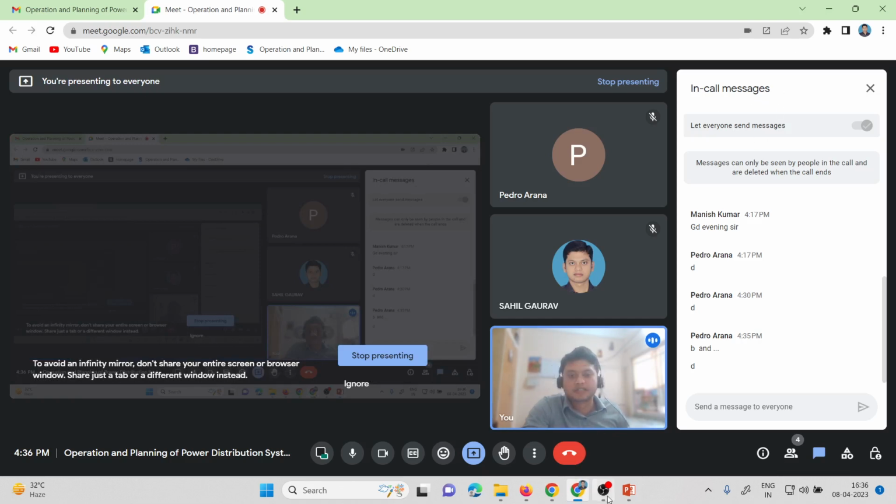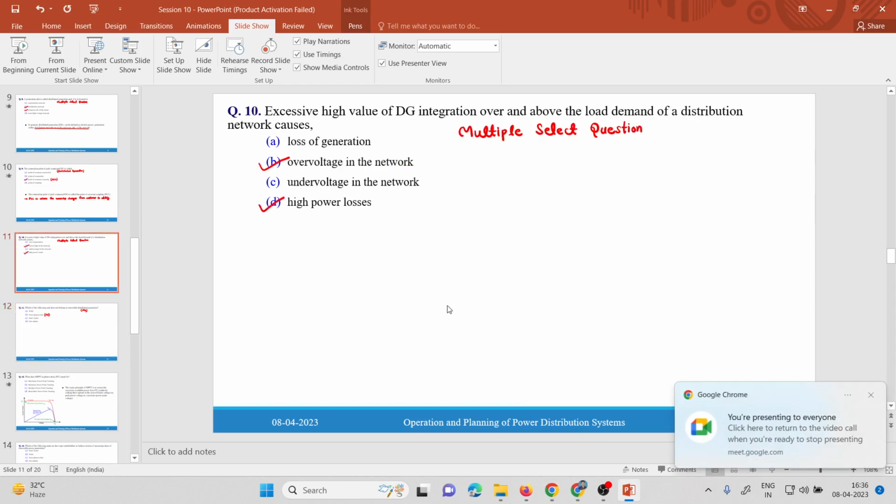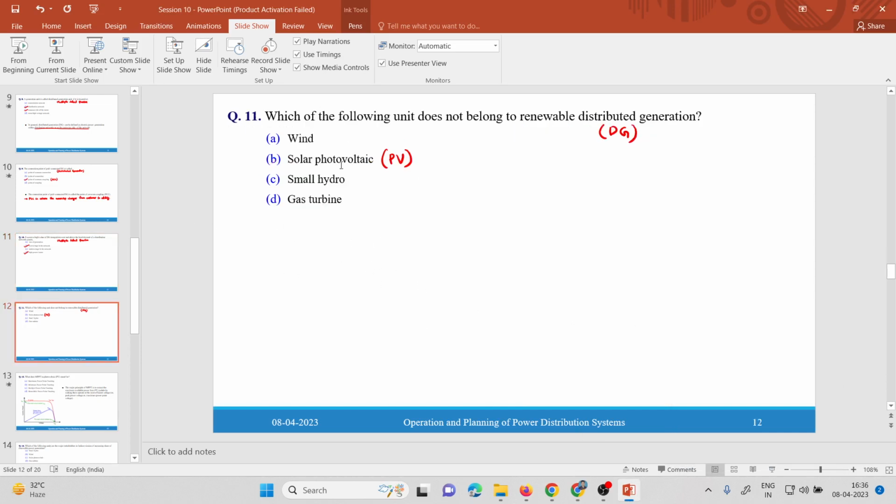Okay, B and D. Yes, for this problem 10, B and D are correct. Petro has given the correct answer for this problem. So now we are going to solve question 11.